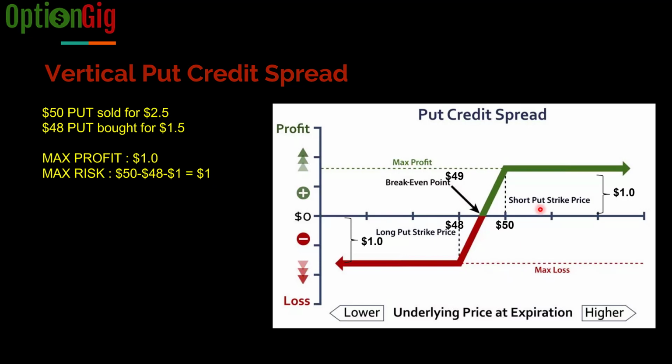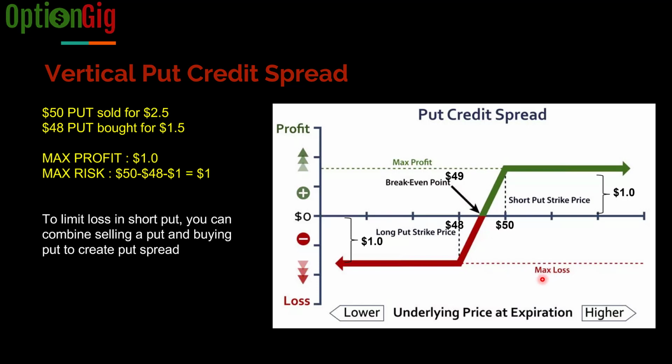So in the case of a spread, the maximum risk is equal to the width of the spread. When I say width, I mean the difference between the strike prices of what you sold and what you bought. In this case, you sold 50 and bought 48, so the width of the spread is $2, minus the initial credit taken, which is $1. So that is your maximum risk. Maximum risk on this trade is $1.